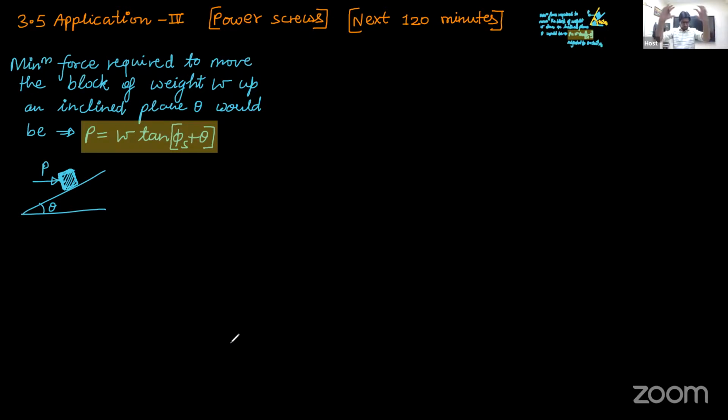Before we finally make power screw appear, let's just do this in one more way. How did we get this result? We got this result using a free body diagram. We applied P, and weight W will be acting, and normal reaction of inclined plane will be acting. And since the block is having upward tendency to move, friction will be acting down the plane.